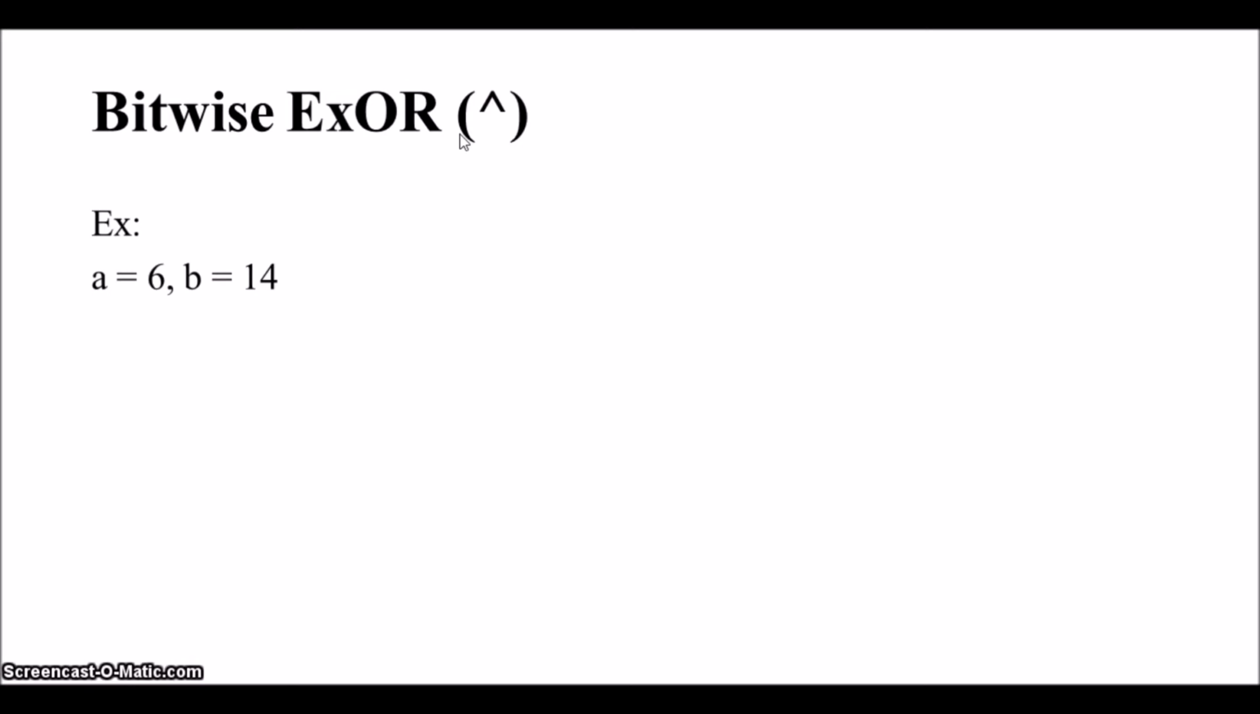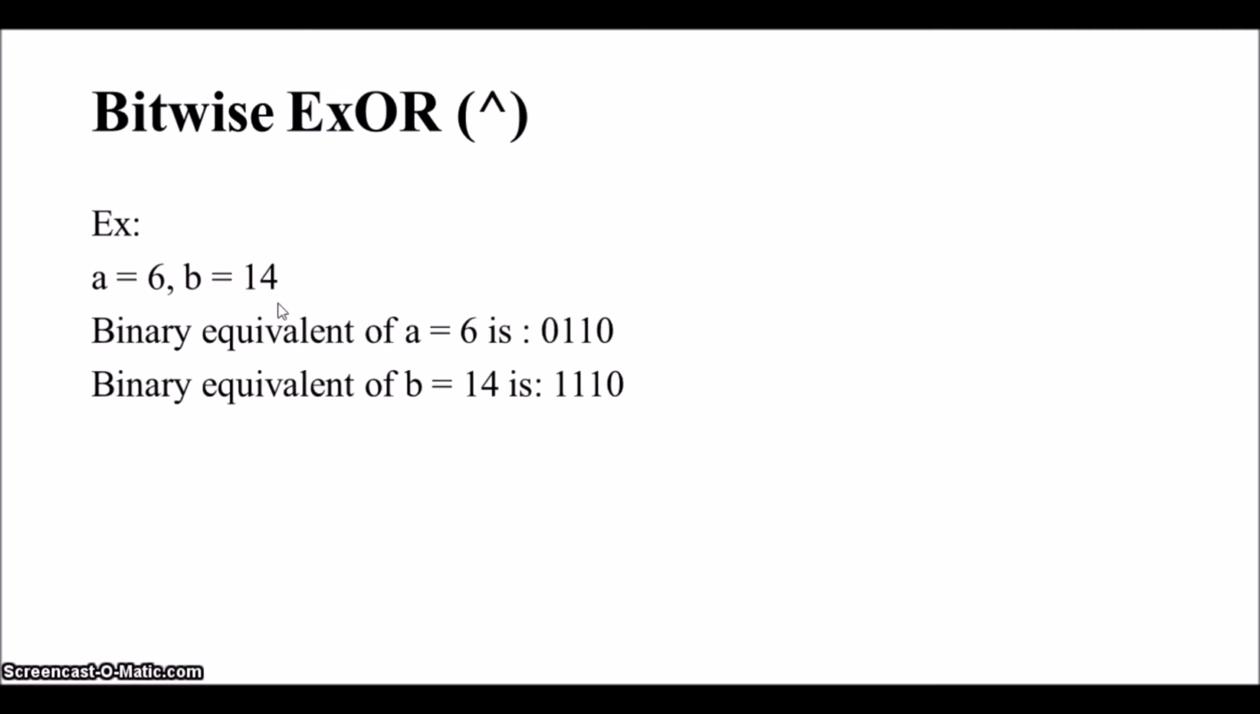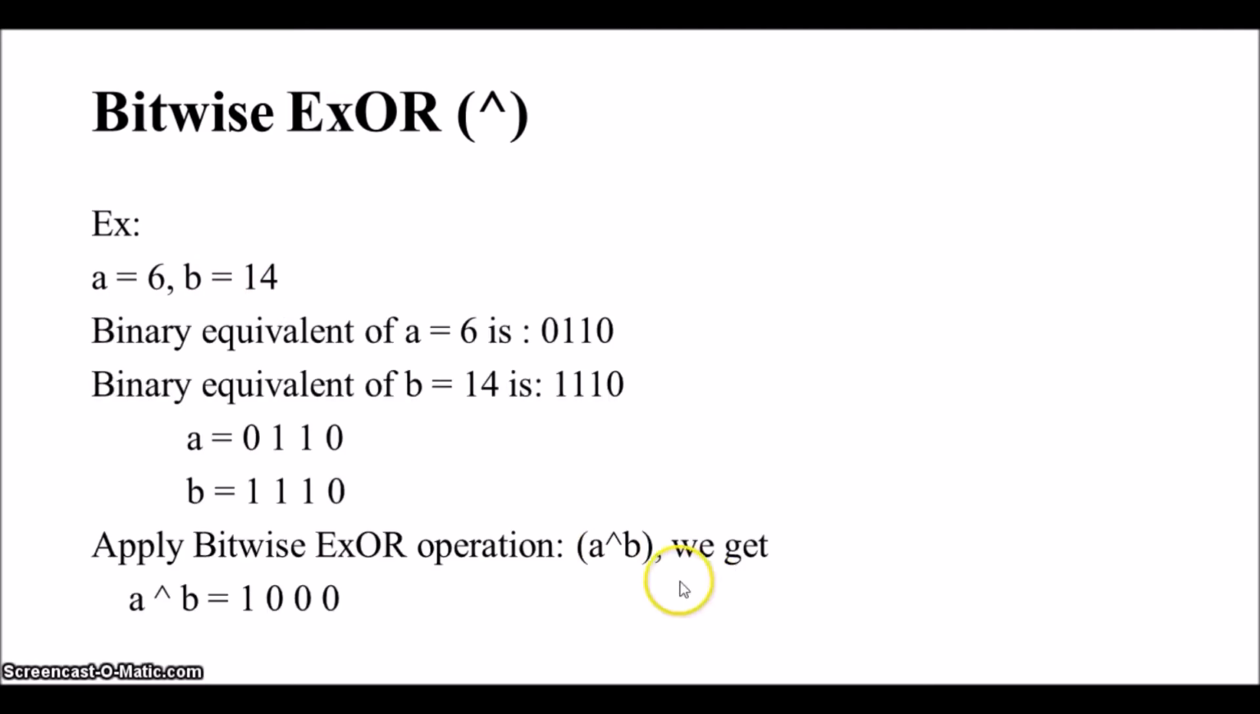Now let's look at the same example where A is equal to 6 and B is equal to 14 and try to apply bitwise exclusive OR. When we apply A XOR B, we get the result as 1, 0, 0, 0. Again 0, 0, both the bits are the same, therefore the exclusive OR will give the result as 0.